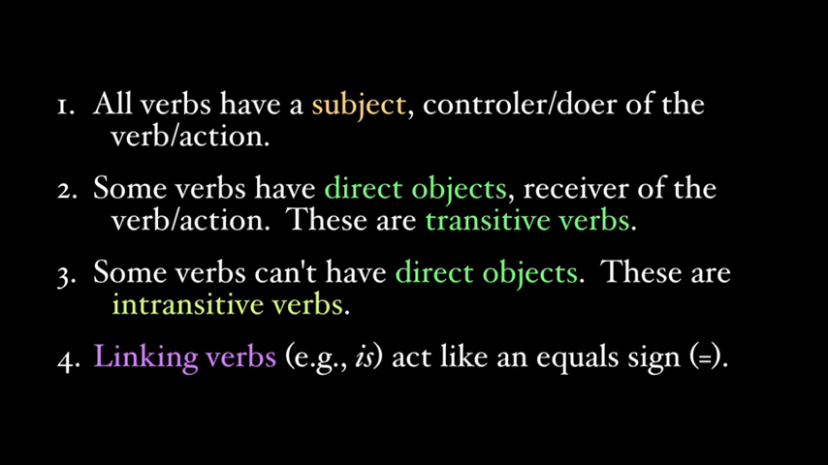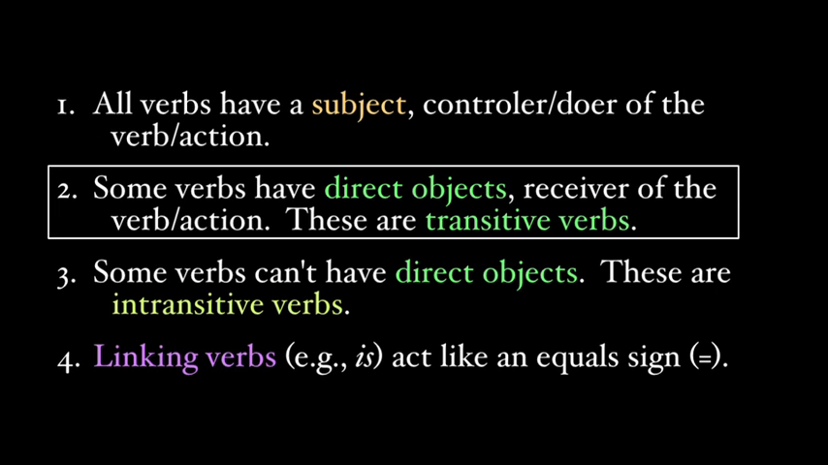Then there's the linking verb is, which is more like an equal sign. It links two things together that are essentially equivalent. So, if a dentist extracts a tooth, even without knowing what extracts means, you can say that it's a transitive verb because it has both a subject, the dentist, and a direct object, the tooth.